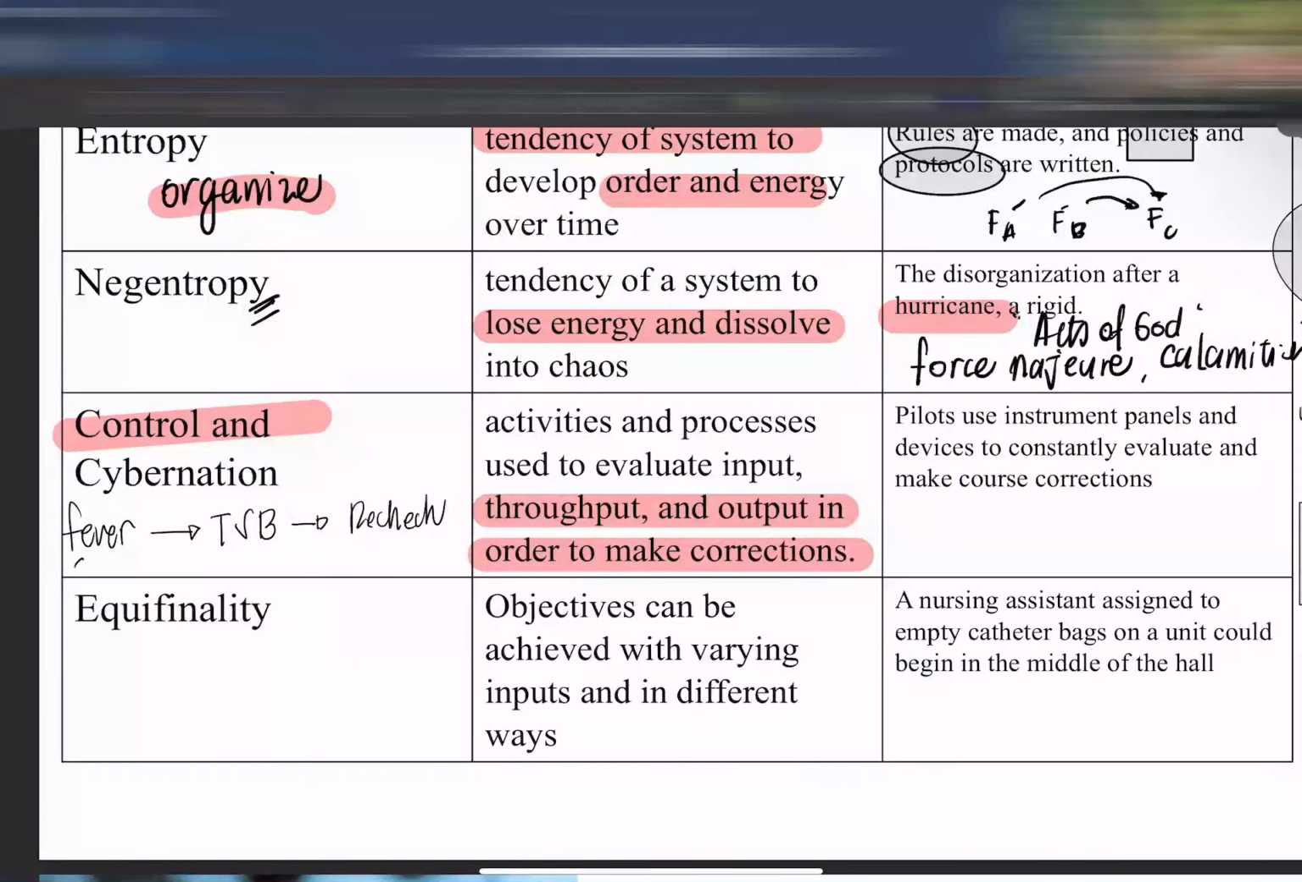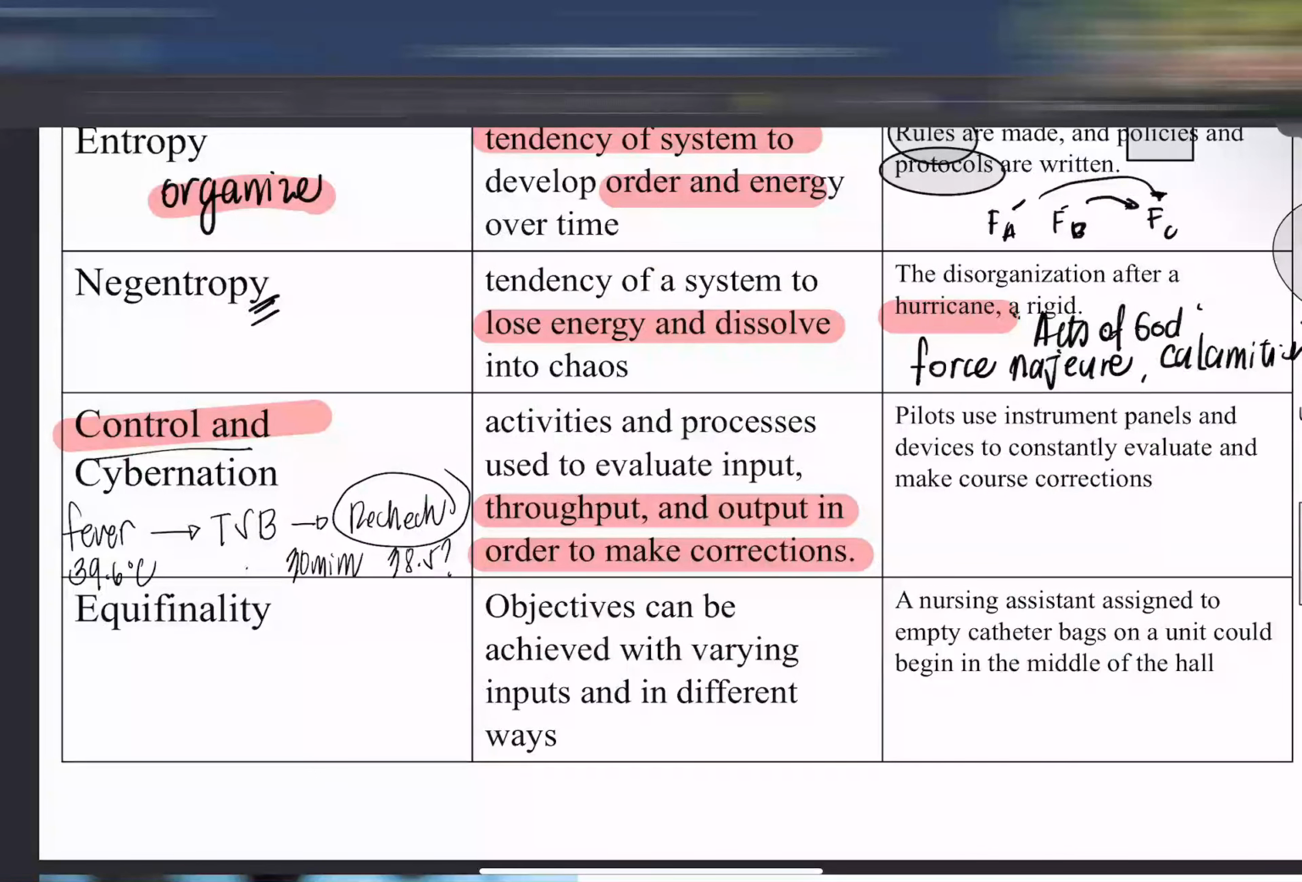Halimbawa kasi nagka-fever, ang fever 39.6, tapos nag-TSB ka. After your TSB, class, you need to counter-check, particularly after 30 minutes. Dapat i-counter-check mo because you would want to know whether did the temperature decrease to 38.5 or baka nag-increase pa to 40. That rechecking of your temperature is also considered to be a control.